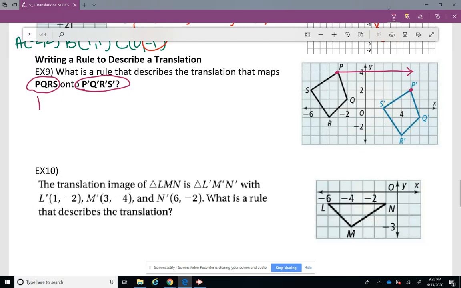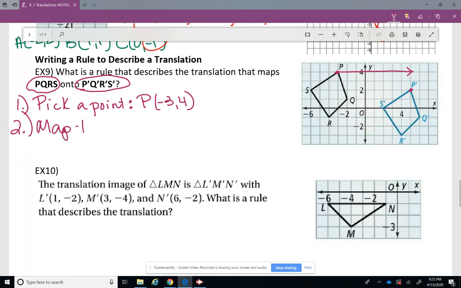So what you do is you pick a point. Pick a point. That's your first step. So I'm going to pick -3, 4, which is point P. -3, 4. All right. The second thing you're going to do is you're going to map it to P prime. So let's see. 1, 2, 3, 4, 5, 6, 7, 8. So I went 8 units right. And I went 1, 2 units down.